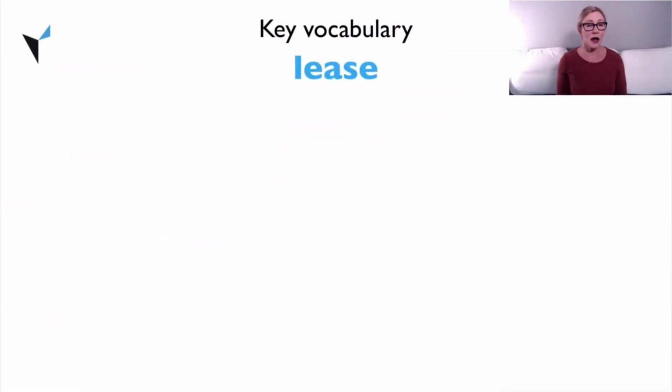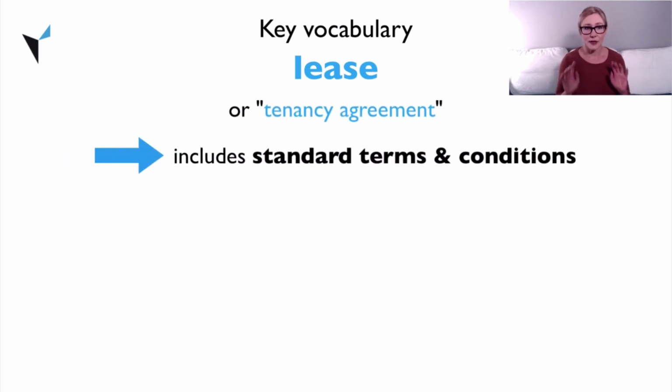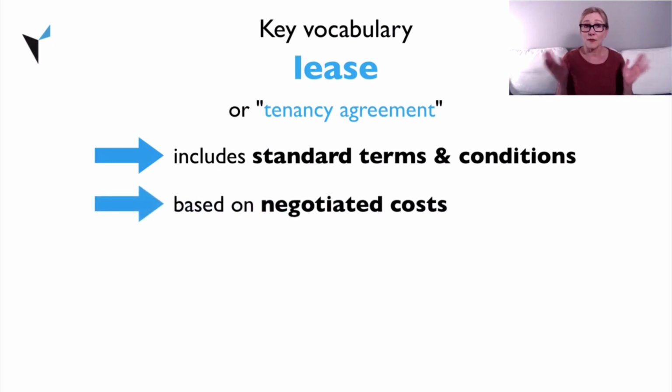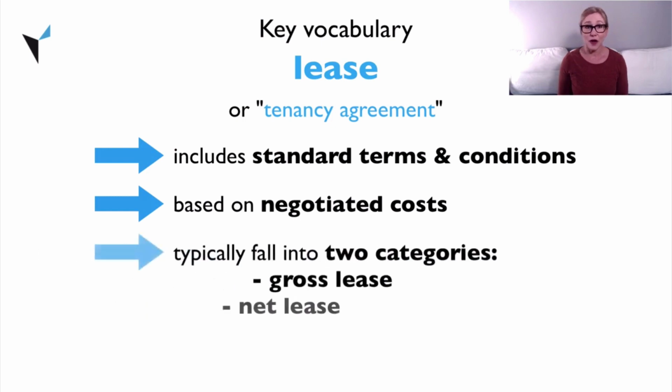A lease, also referred to as a tenancy agreement, usually includes standard terms and conditions based on what costs have been negotiated with the tenant. Leases typically fall into two categories: gross leases and net leases. Let's take a look at both.